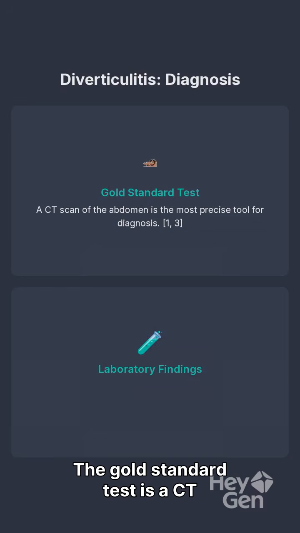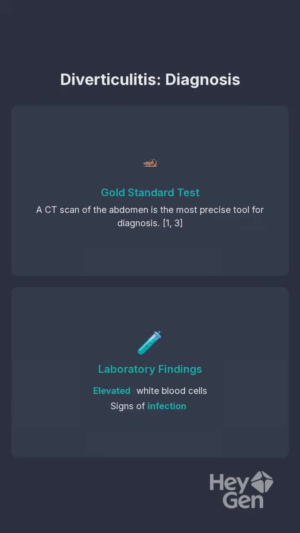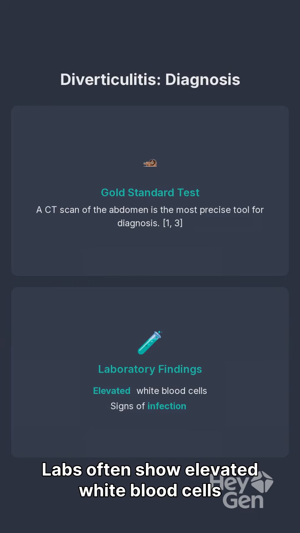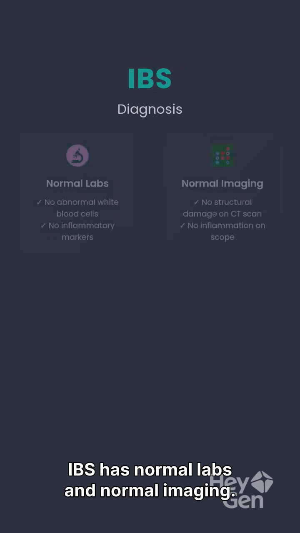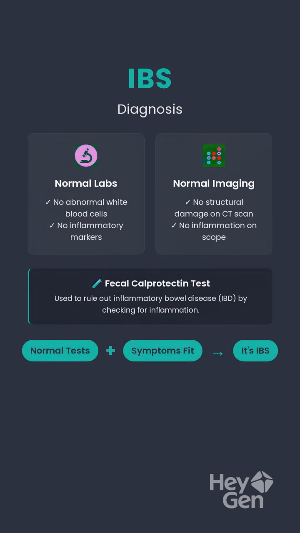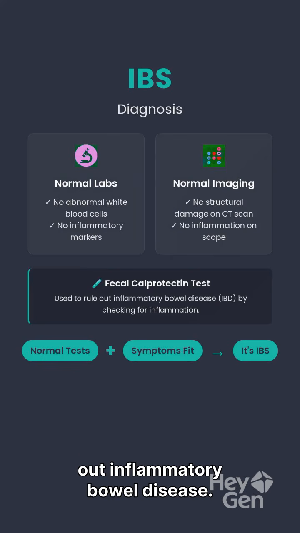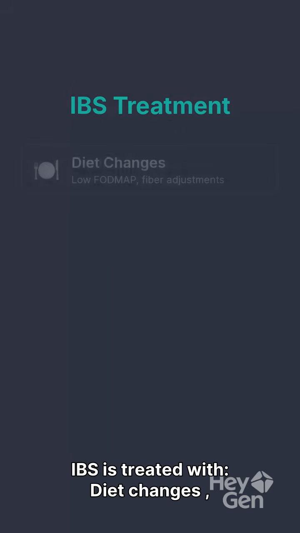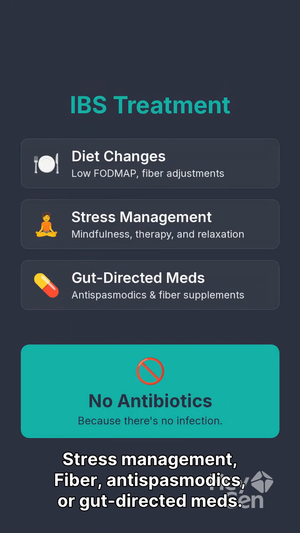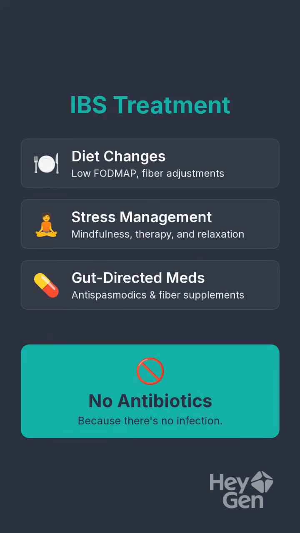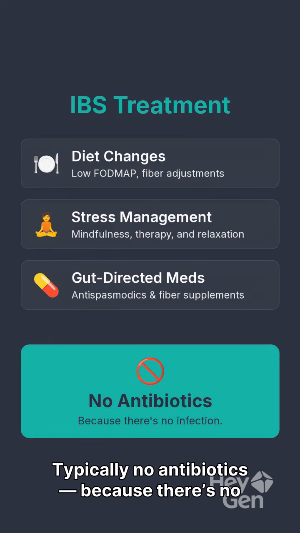The gold standard test is a CT scan of the abdomen. Labs often show elevated white blood cells and signs of infection. IBS has normal labs and normal imaging. Sometimes doctors use fecal calprotectin to rule out inflammatory bowel disease. If tests are normal and symptoms fit, it's IBS. IBS is treated with diet changes, stress management, fiber, antispasmodics, or gut-directed meds. Typically no antibiotics because there's no infection.